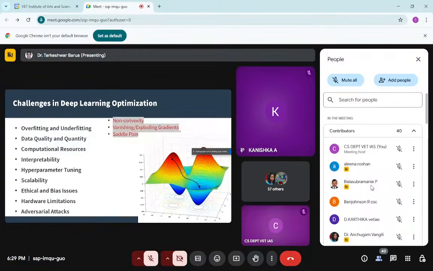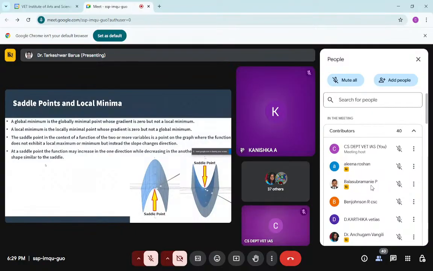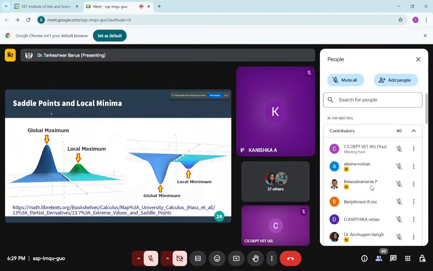So this is the slope. You can see it is going from top to down. Our target is to minimize this slope. At the saddle point, the function may increase in one direction while decreasing in another, giving the surface a shape similar to a saddle. You can see this is the global maxima, and this is a local maxima.